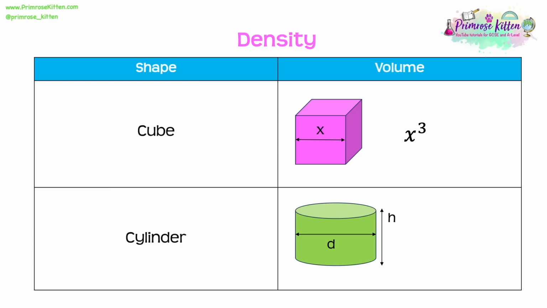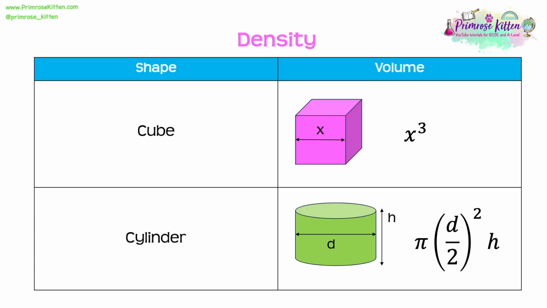A cylinder, on the other hand, we need to know both its height and its diameter. Its height we can use a ruler to measure, and the diameter we may use vernier calipers. The formula here is going to be pi times d over 2 squared times h. Or we may remember that from maths as pi r squared h, because of course the radius is a half of the diameter.